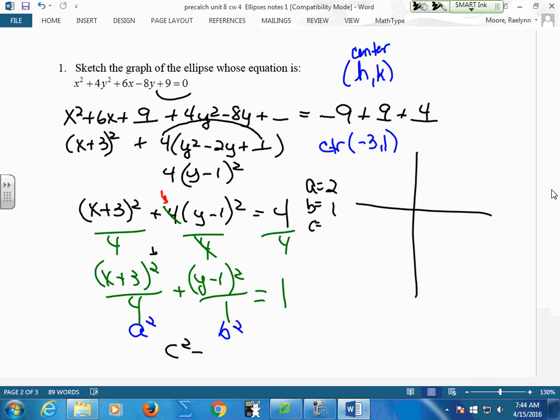Now, we had that little equation: c squared equals a squared minus b squared. This will give you c. So a squared is 4, b squared is 1, so c squared is 3. So c is radical 3.